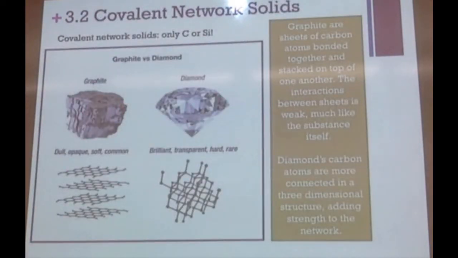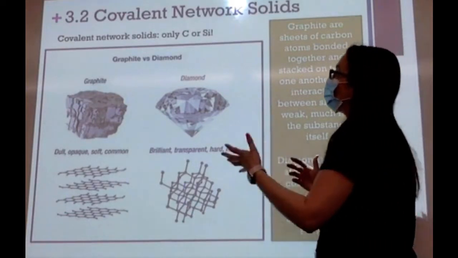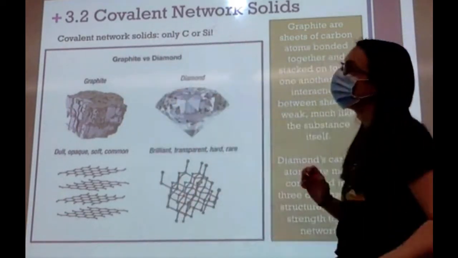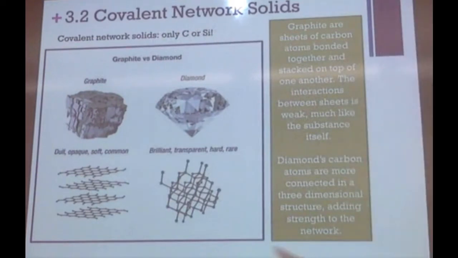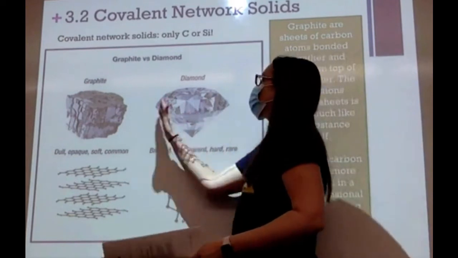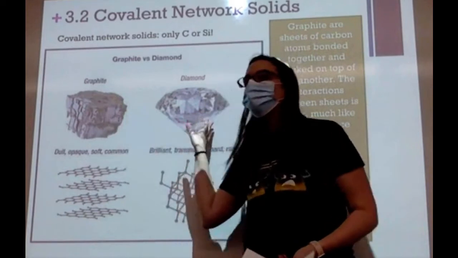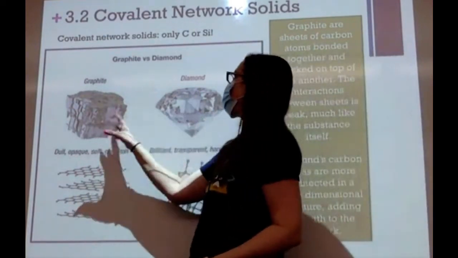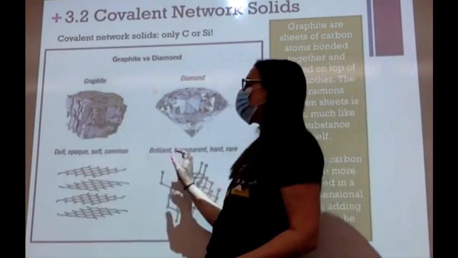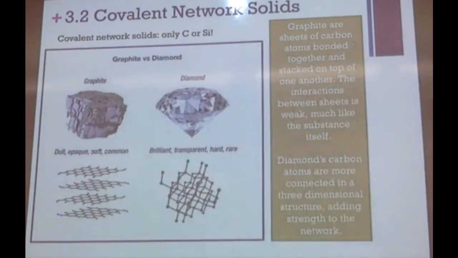So we also have covalent network solids. Covalent network solids are only carbon or silicon, C or Si. And covalent network solids are on the back page of topic 2. So with covalent network solids, only carbon or Si. We have 2 examples here, graphite and diamond. These are both elemental carbon. The difference between graphite and diamond is how the substance is bonded covalently.